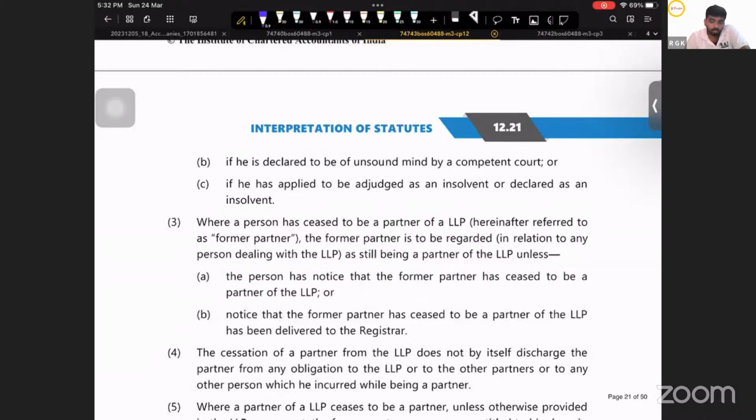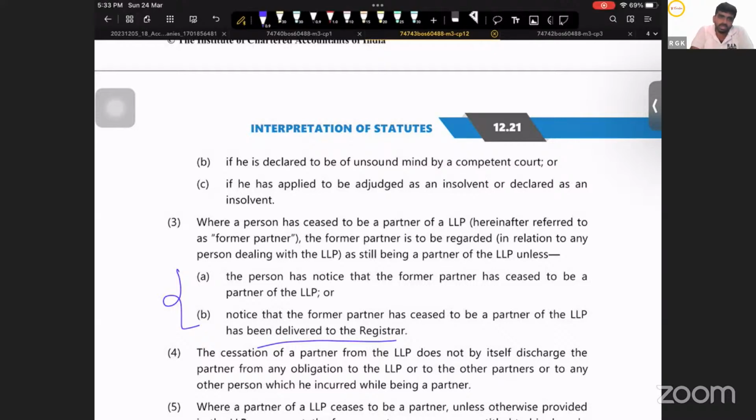Where a person has ceased to be a partner of LLP, that is the former partner. The former partner is to be regarded as still being partner of LLP unless the person who is dealing with LLP has notice of such resignation, or notice that the former partner has ceased to be a partner of LLP has been delivered to the registrar. If either of these conditions fails, that is, the person dealing with him does not know, or the notice has not gone to the ROC, the former partner shall be liable. He continues to be a partner. He is still considered a partner by third parties.